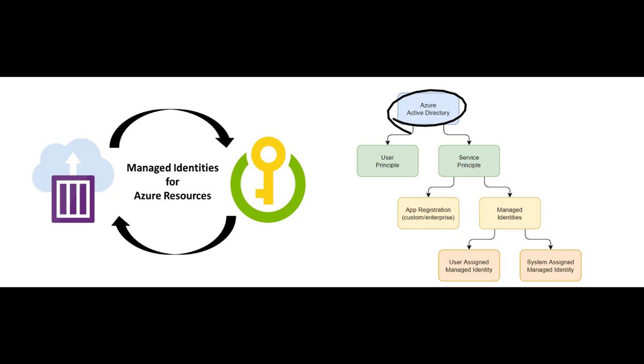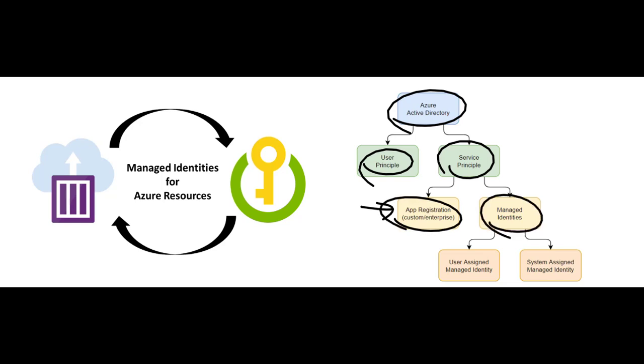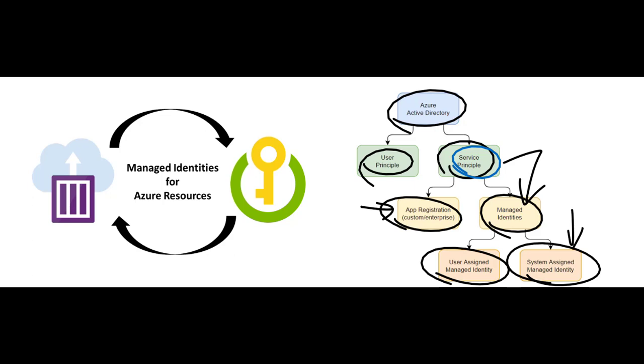So here's Azure AD. It gives you the ability to have a user principal and a service principal. And underneath the service principal, you have app registration, which is perhaps custom to the enterprise. And then you have managed identities. That's correct. Managed identities are a type of service principal. And managed identities are broken out into user-assigned managed identity and system-assigned managed identity. This is completely self-serving, if you will. You don't have to worry about it at all. So a managed identity is a type of service principal managed by Azure. So that's managed identities.